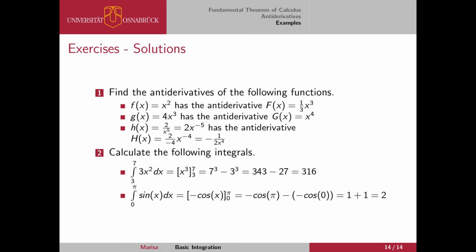In the second exercise, you were supposed to calculate integrals. And then you can follow the step-by-step explanation on slide 8. First, you need to find the antiderivative, which can be calculated with the help of the rules. And then you need to plug in the limits and subtract it. The results will be 316 for the first integral and 2 for the second one.